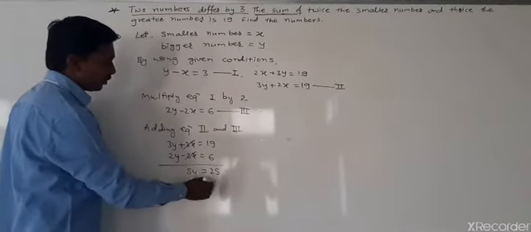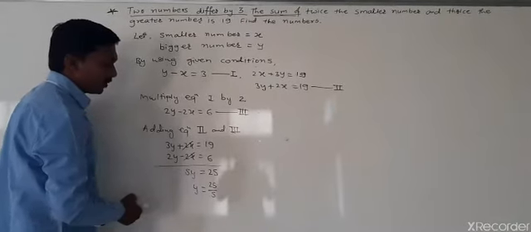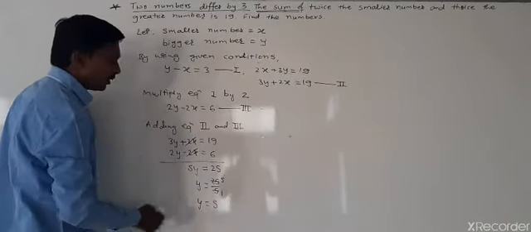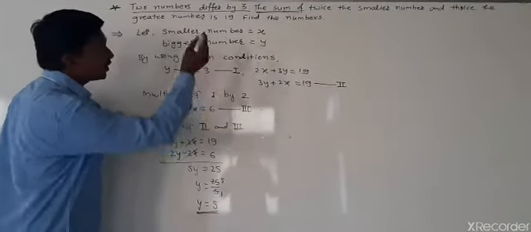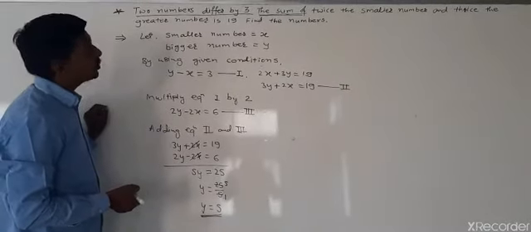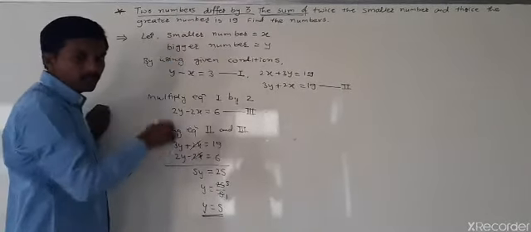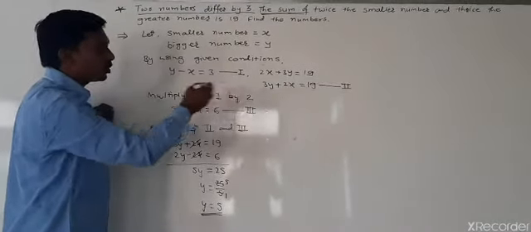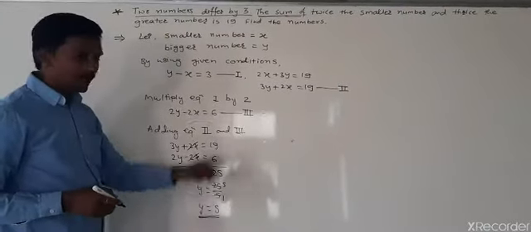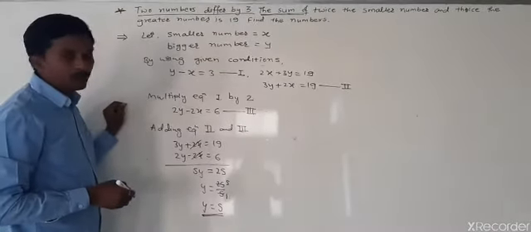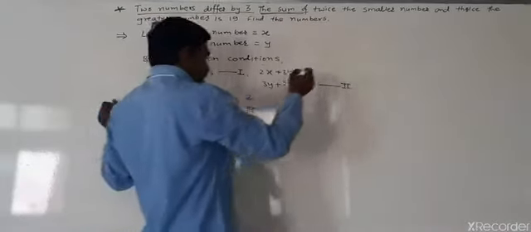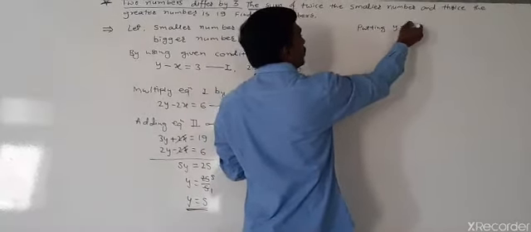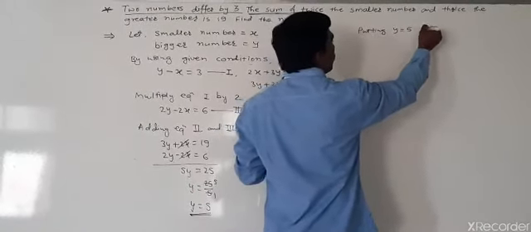Now y is equal to 25 upon 5, and y is equal to 5. 5 ones are 5, 5 fives are 25. So we get y is equal to 5, that is, the bigger number is 5. Now we have to find the smaller number also, both the numbers. Putting this value of y in any equation, 1, 2 or 3, we will simply get the value of x. So putting y is equal to 5 in equation 2.